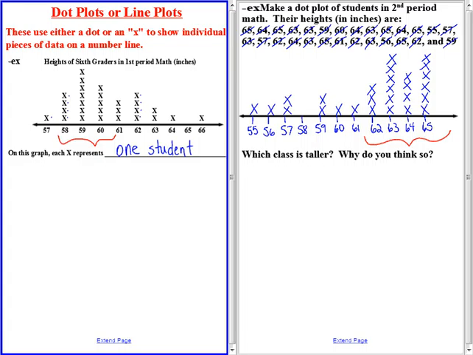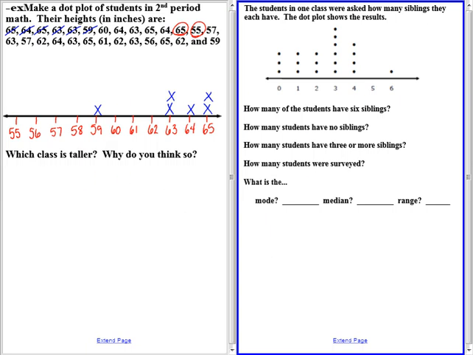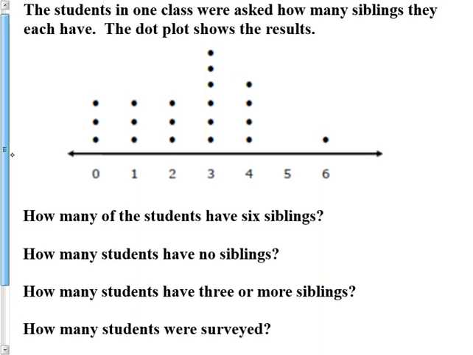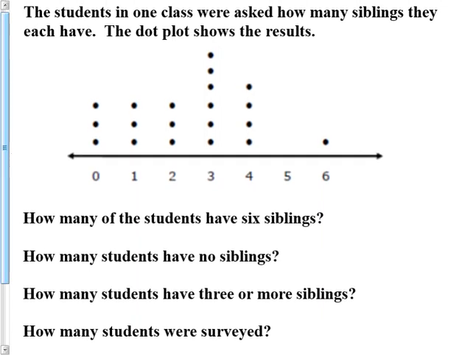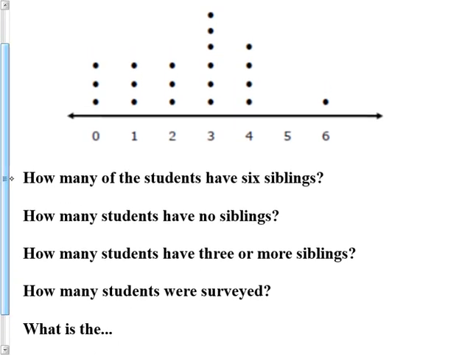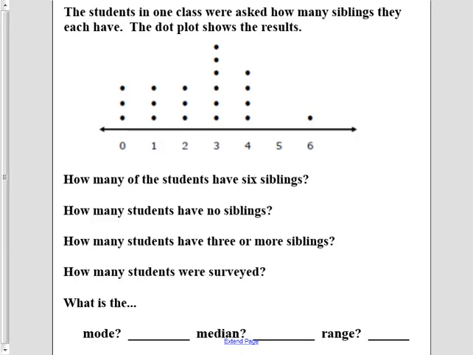All right, now let's look at another one. Take a look at this one, and looking at this dot plot, see if you can answer some questions about it. Students in one class were asked how many siblings they each have. The dot plot shows the results. So, looking at this, let's see if you can answer the questions that are given here.